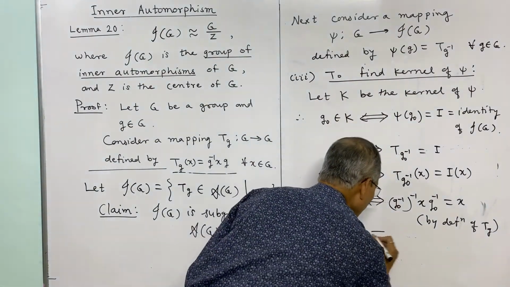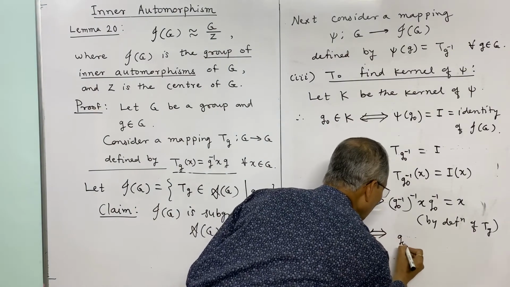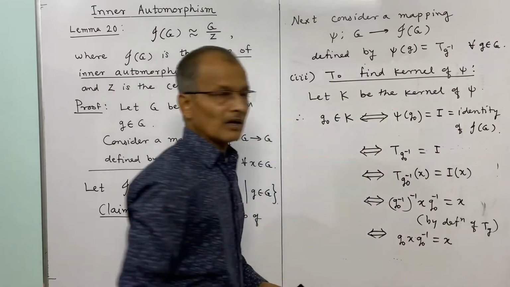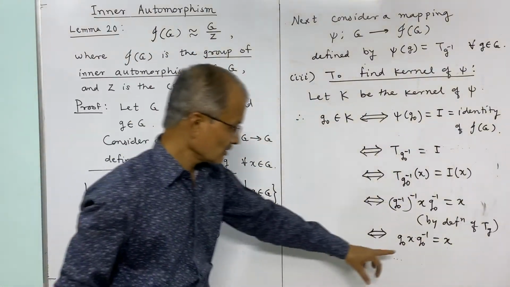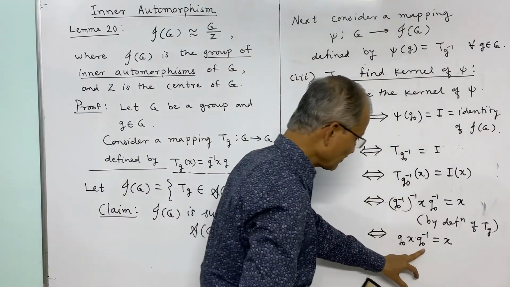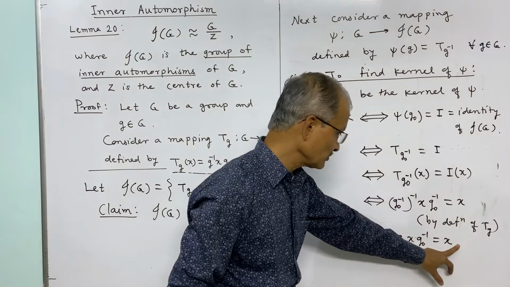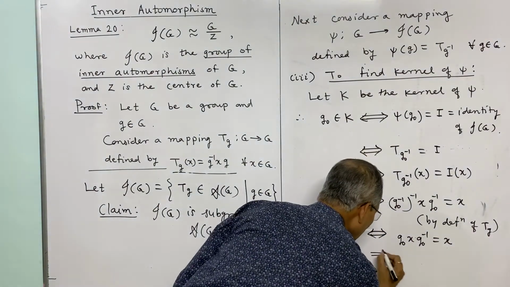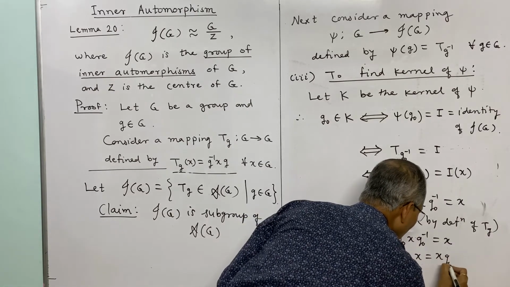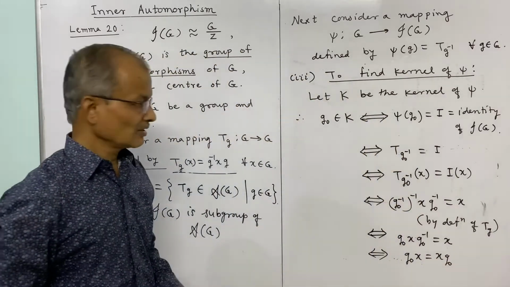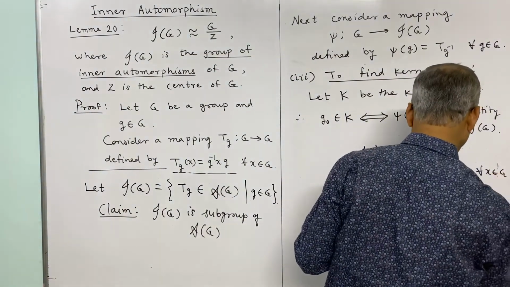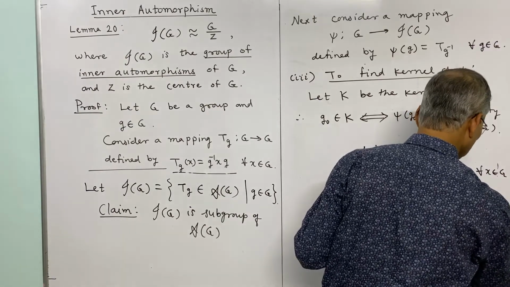This implies and is implied by G0 x G0 inverse is equal to x. Now we multiply both sides by G0, and thus if you multiply by G0, this becomes identity and this becomes x G0. So this implies and is implied by G0 x is equal to x G0, and this is true for all x. So we should write here, this holds for all x belongs to G.